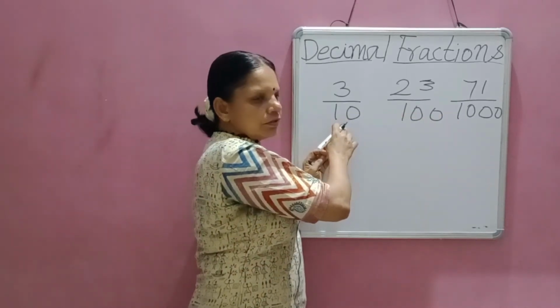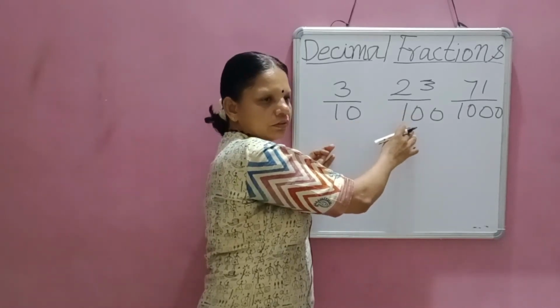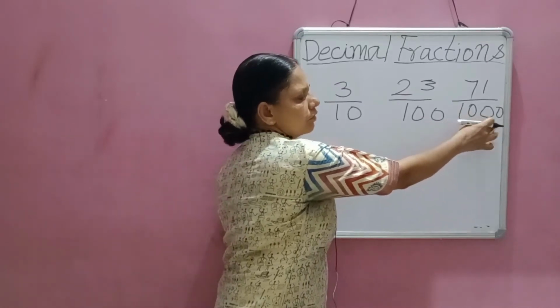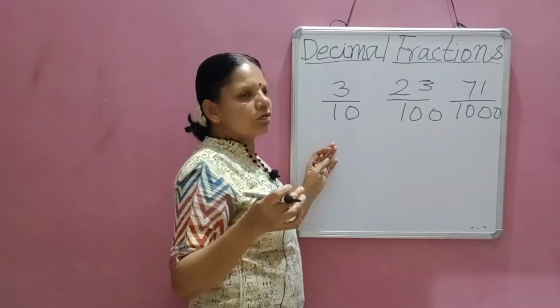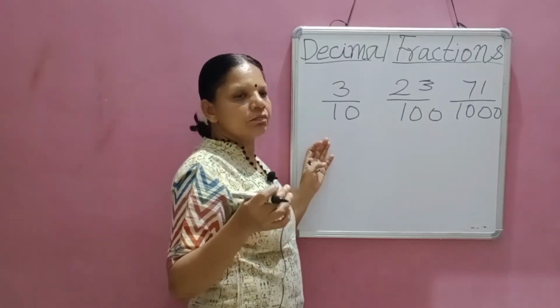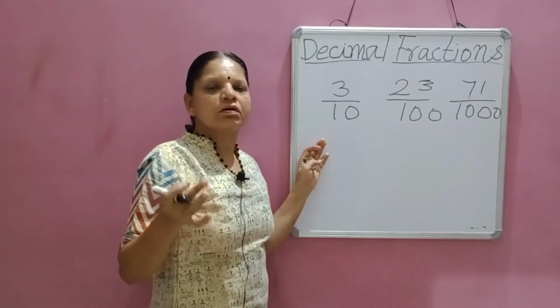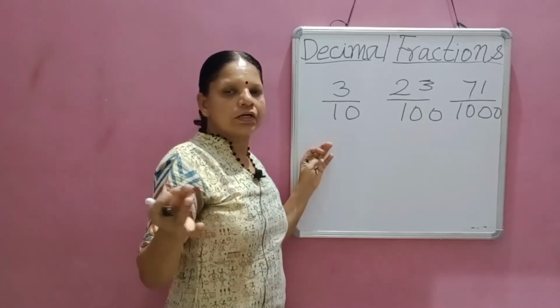Here the denominator is 10. Here the denominator is 100. Here the denominator is 1000. This we can also show using a decimal point. Decimal means based on 10.